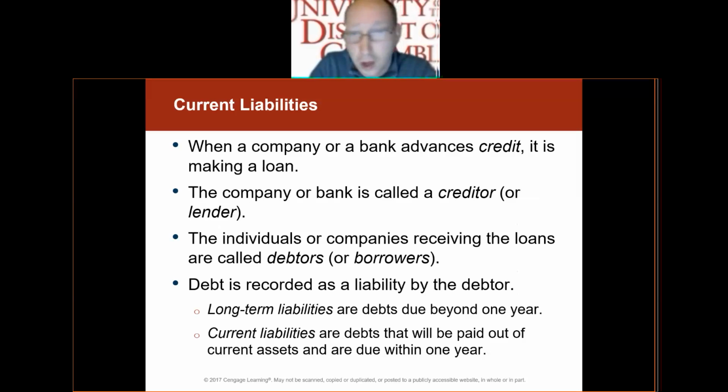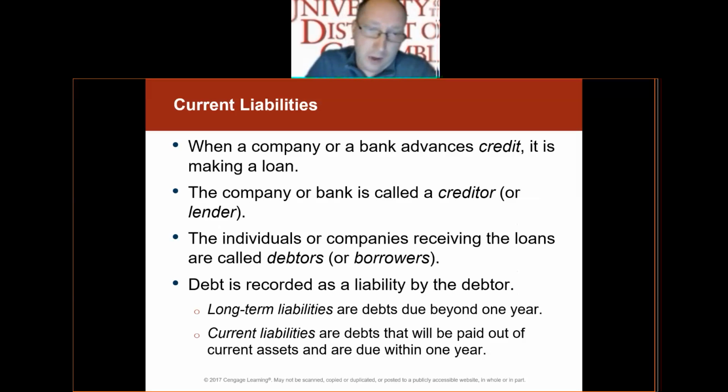A credit card is a loan. You may not think of it that way, but it is. You've been lent credit. When you are lent credit, you must pay that credit back. Therefore, it's a loan. A lot of people don't think of credit cards as loans, but they are. They're short-term loans, right? The individual or company receiving the loan is called a debtor or borrower. The bank lending the money is called a creditor or lender.